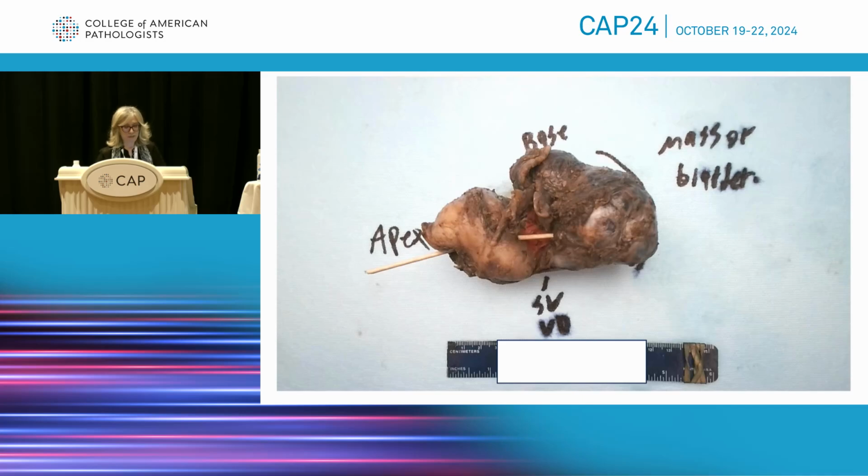So I actually have the mass here, and forgive me, I have to remove the patient's information, the patient accession number. So you can see that this is the prostate, this is the apex, this is the base, this is what we have of the vas deferens here, and this is the mass that was all in the location of the seminal vesicles.